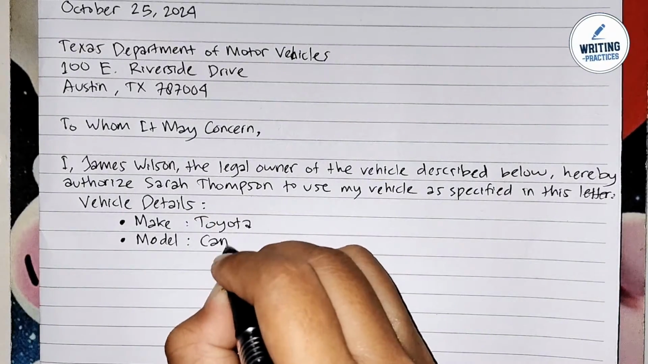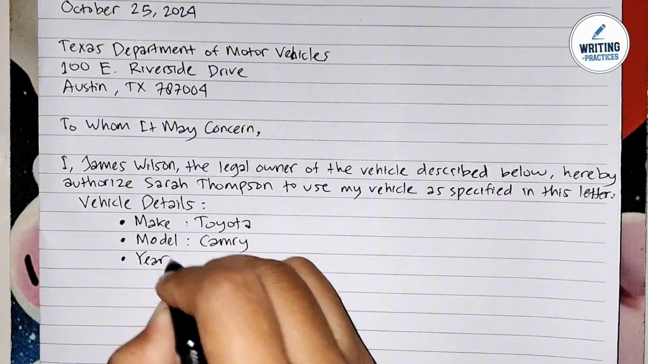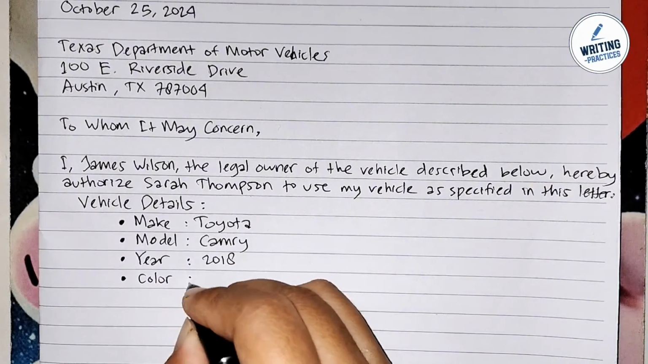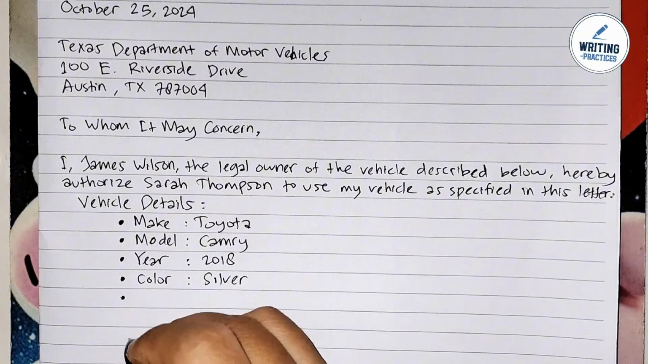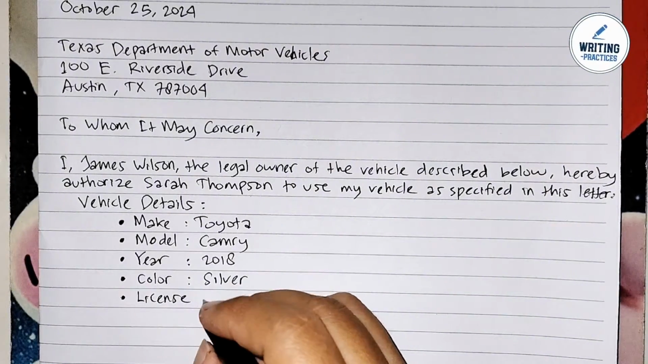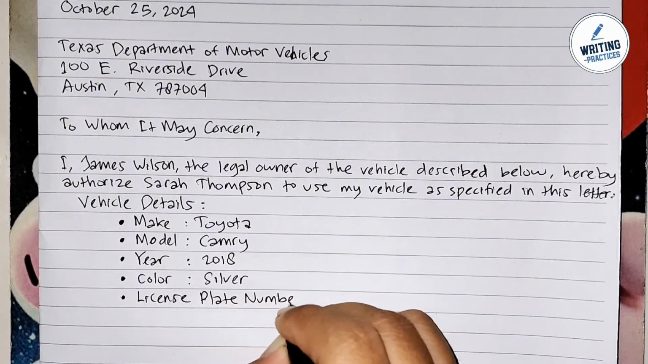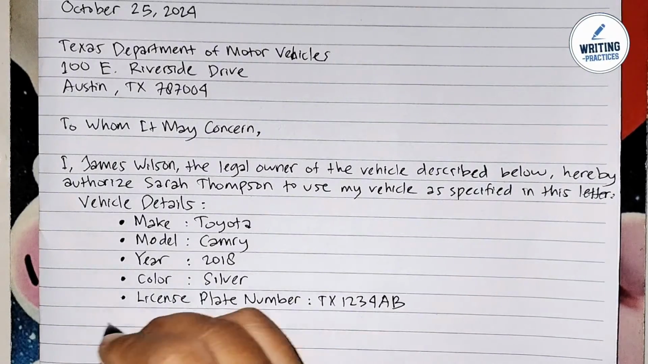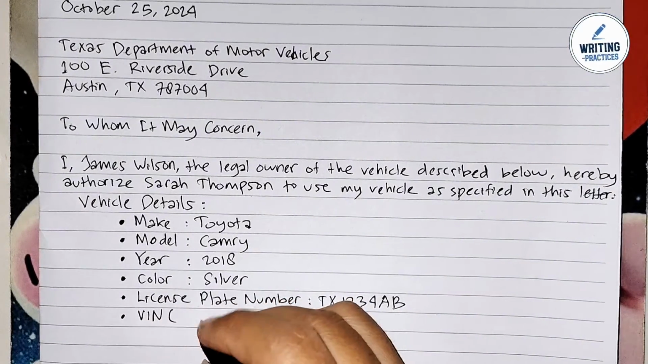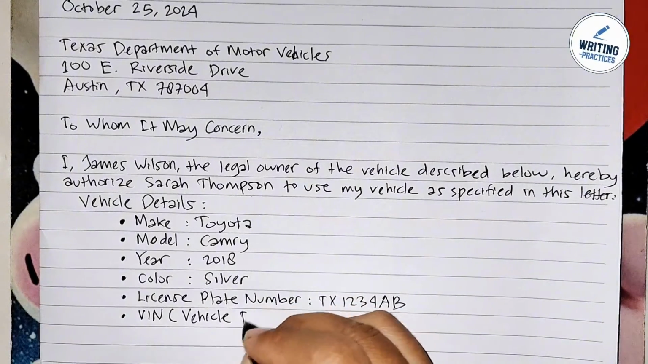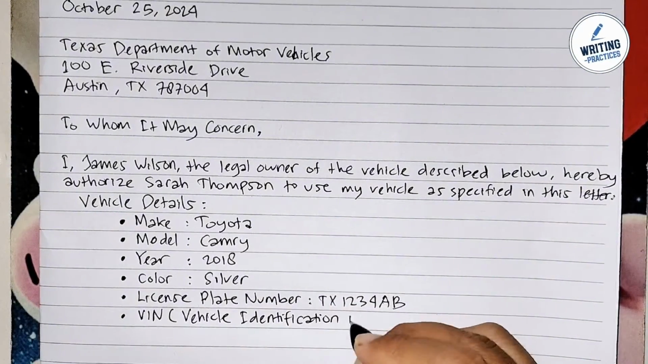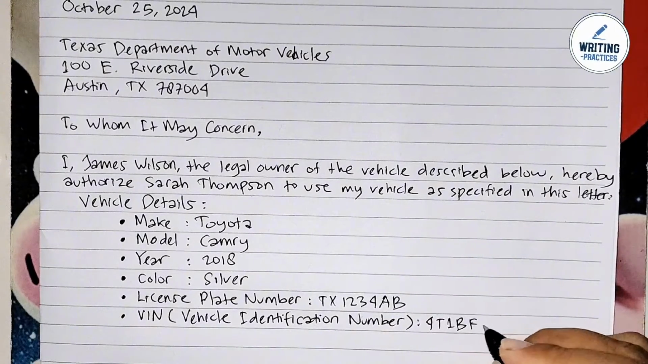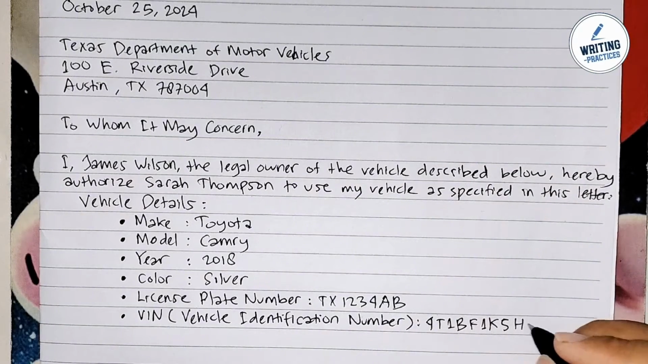The fifth is license plate number. The official plate number for registration and identification purposes. And the last one is VIN, or vehicle identification number. A unique identifier for the vehicle to prevent confusion with similar models. Here is how you write all the details. Vehicle details. Make, Toyota. Model, Camry. Year, 2018. Color, silver. License plate number, TX1234 AB. VIN, vehicle identification number, 4T1BF1FK5HU123456.